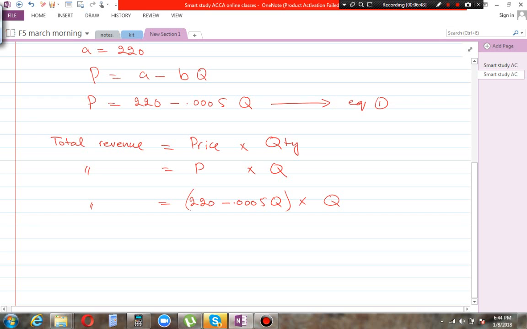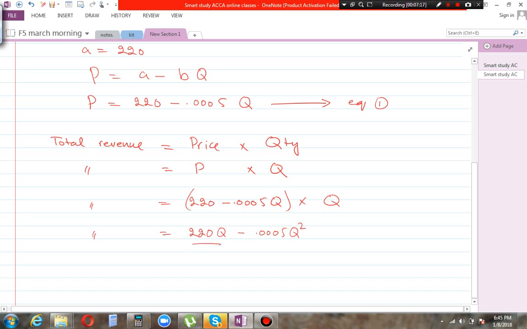And it basically means that total revenue is equal to quantity multiplied with 220, so this will become 220 Q minus 0.0005 Q square, right? So this will be the equation for total revenue.